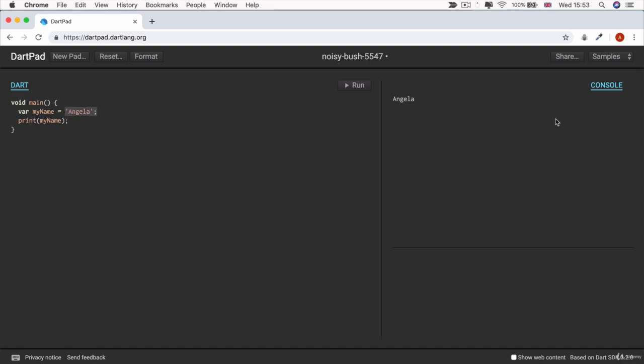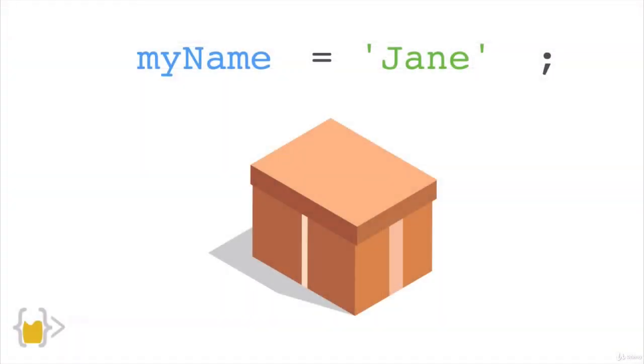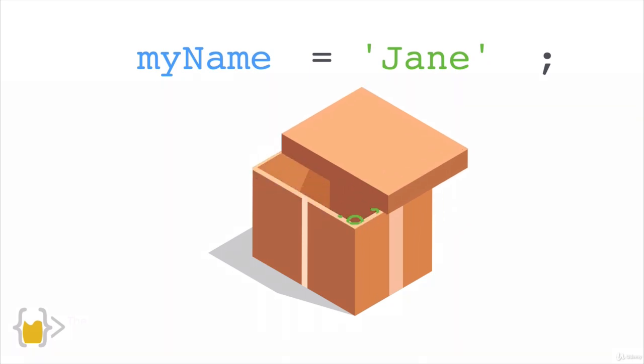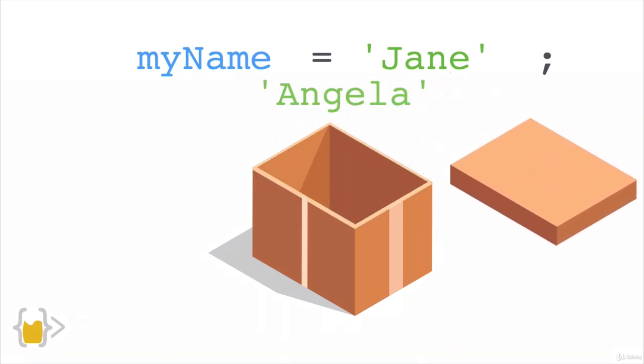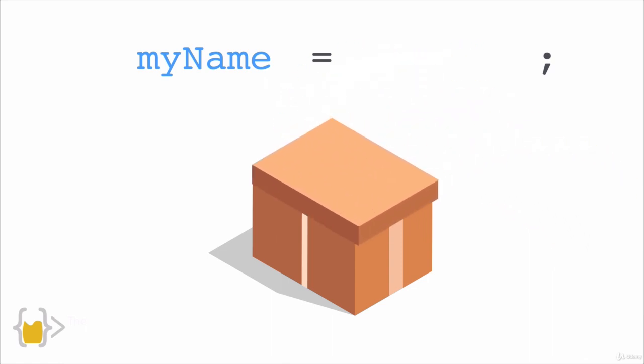Now let's click run, and you will see the word Angela, which is the value of my name, printed in our console. If at a later date I decided that I didn't want to have the same name anymore, or I wanted to change the value stored in my variable, I can simply reassign it. So I can say my name is equal to Jane. What will happen is that we'll fetch the box labeled my name, take out Angela from inside it, and put the new value inside. So now my name is equal to Jane.